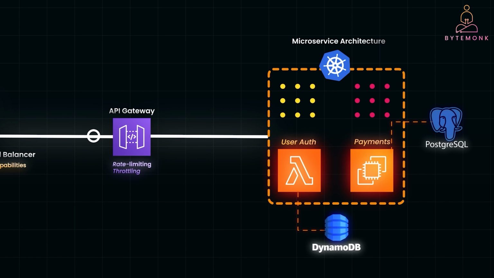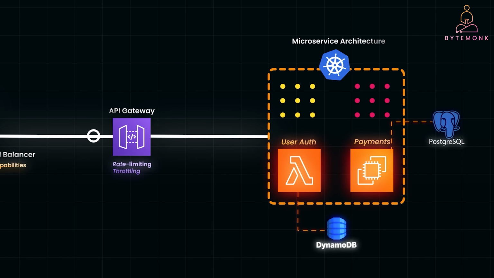Speaking of databases, they are the heart of your application, where your persistent data is stored. For distributed applications that need to scale dynamically, a NoSQL database like DynamoDB works best due to its flexibility and ability to handle unstructured data. Meanwhile, for applications with structured relational data, an SQL database like PostgreSQL is often the best choice.